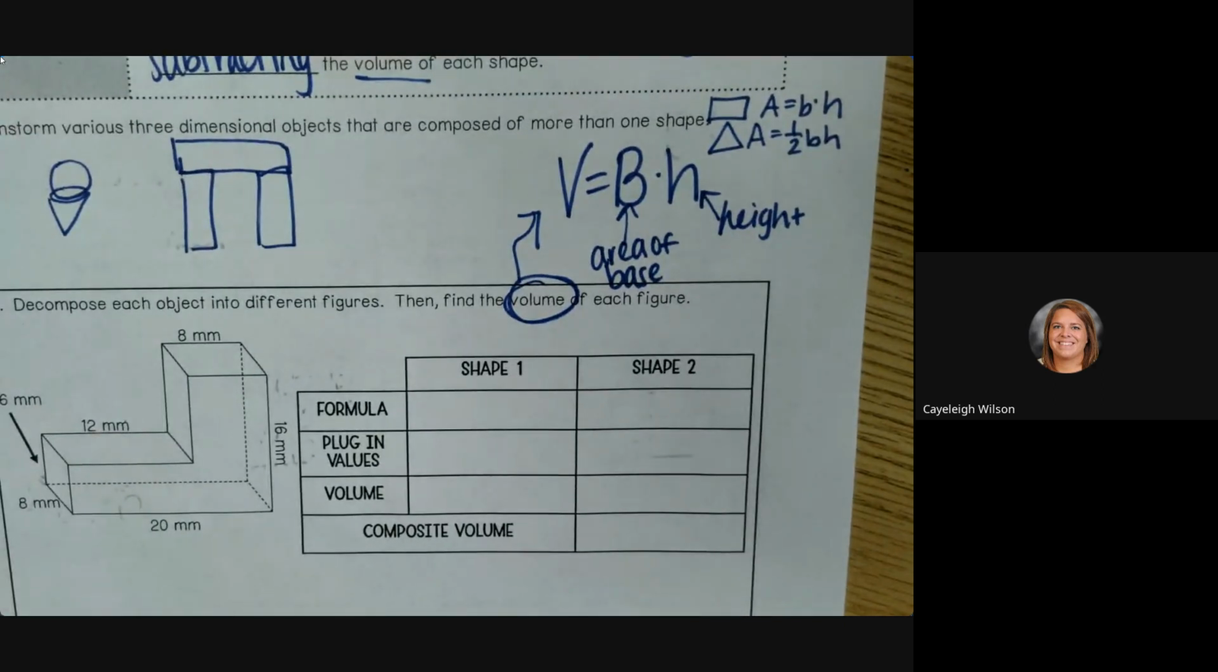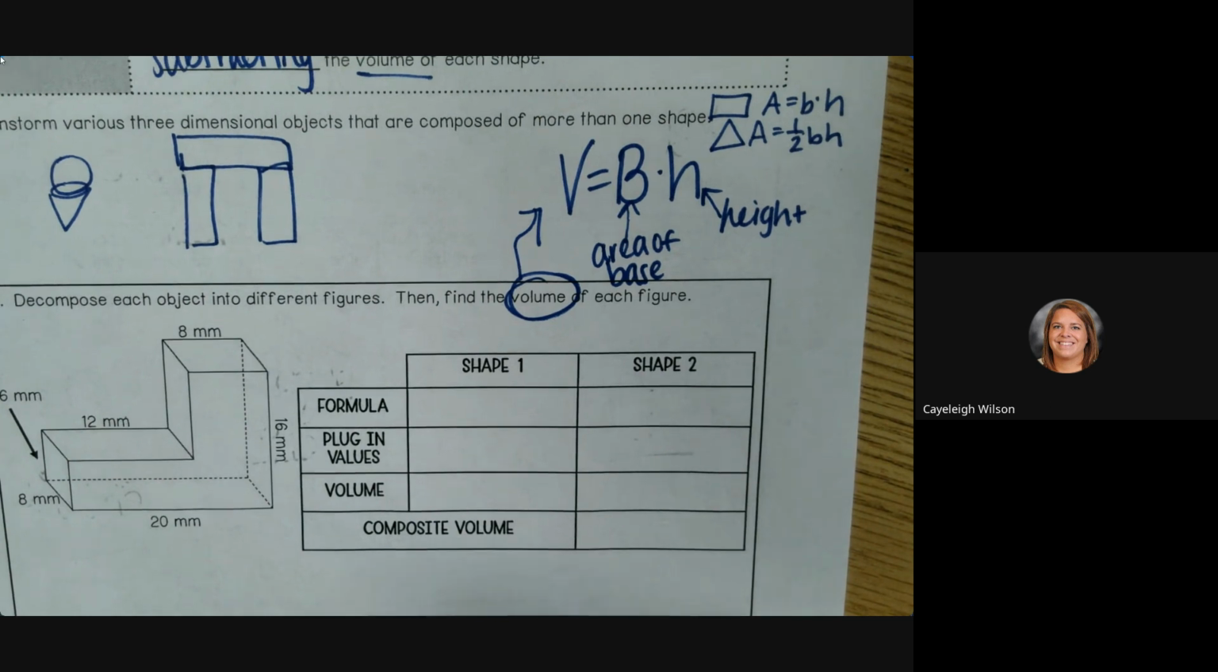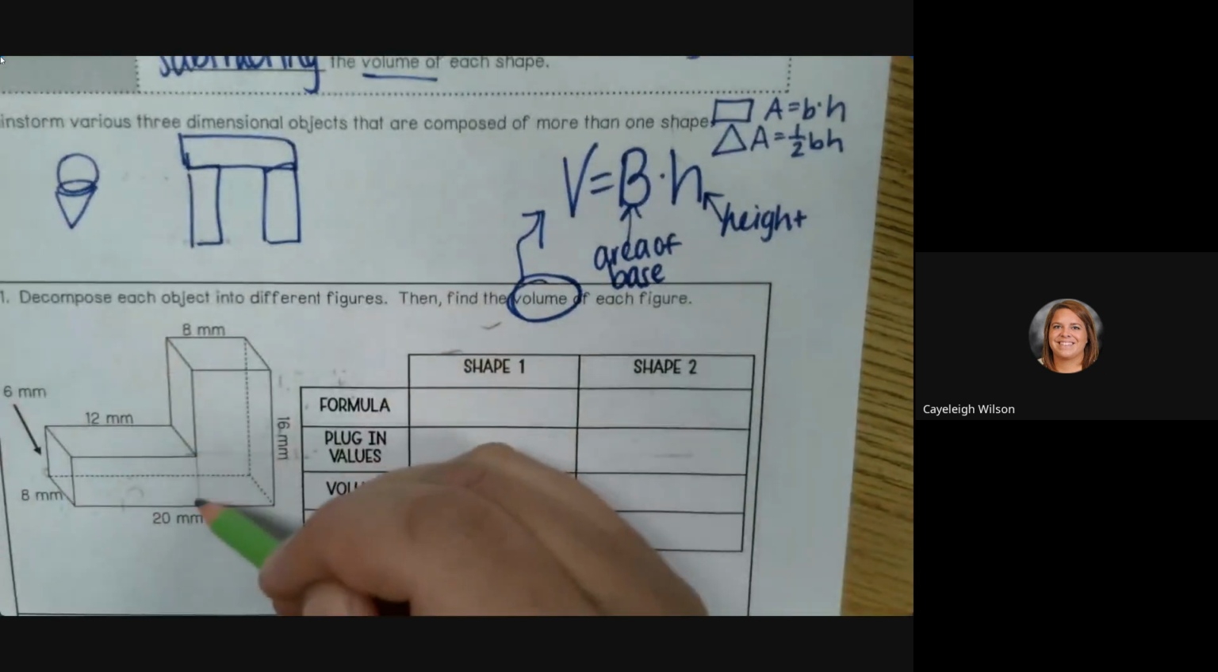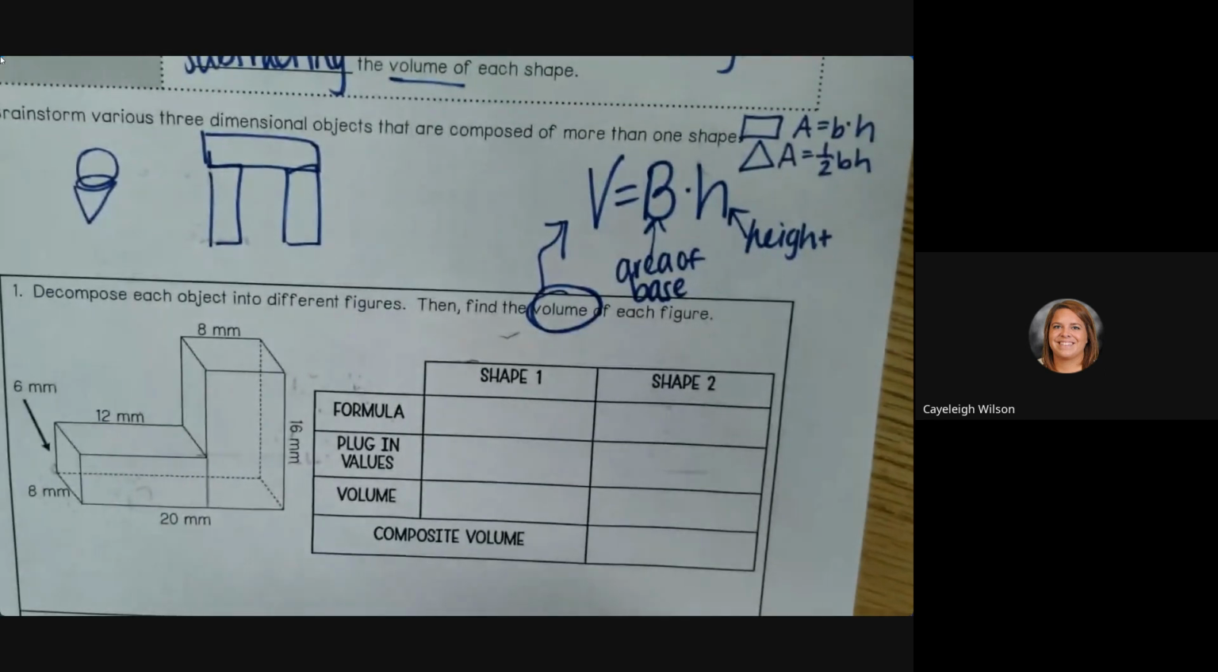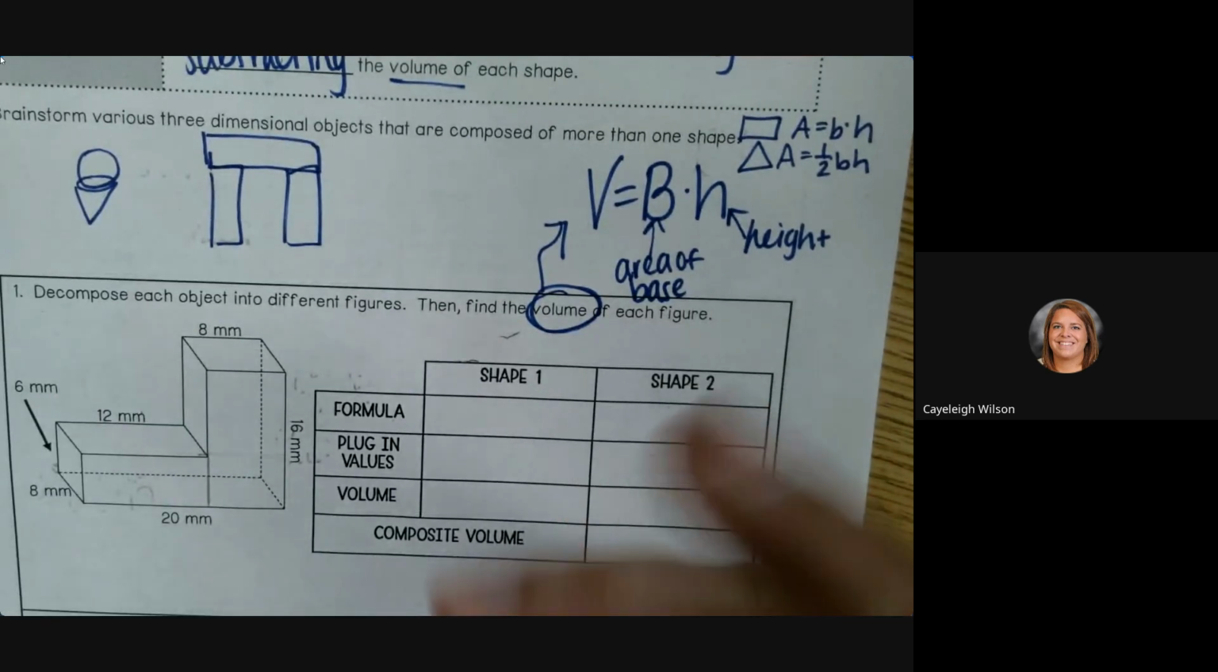All right, so when I look at number 1 here, it says decompose it into different figures. So what you're going to do is you get to take a choice here. So some people may take a line and they may cut it this way. And other people might take a line and cut it this way. Does it matter? No, it does not matter.